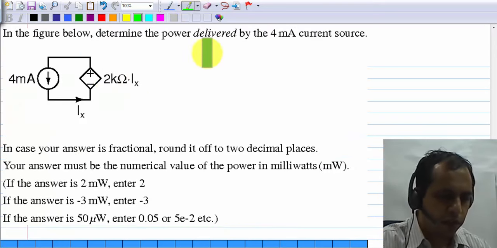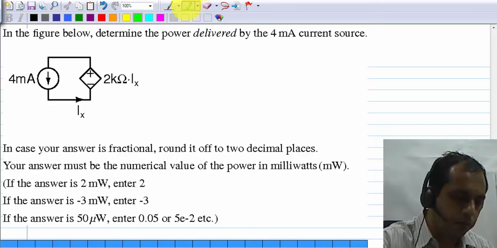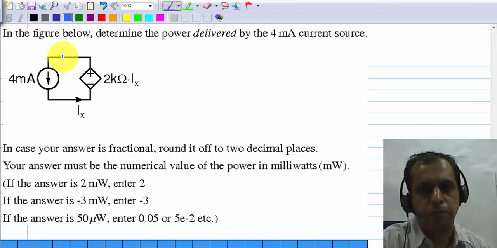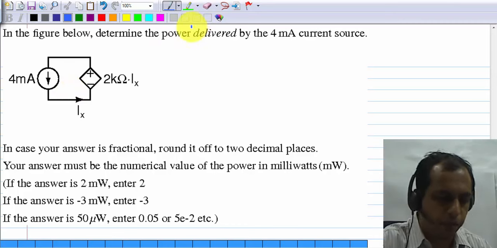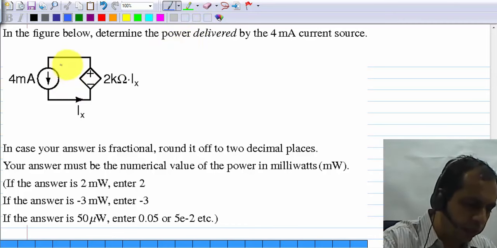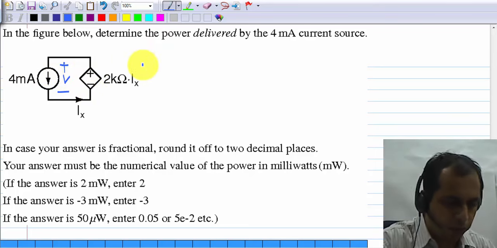Question 6, similar question. You are asked to find the power delivered by the 4 milliamp current source. It's very easy. Always you just apply the passive sign convention and find the power absorbed. Negative of that is the power delivered. So here you have to see what is this voltage. Let me call it V. V times 4 milliamp will be the power absorbed.